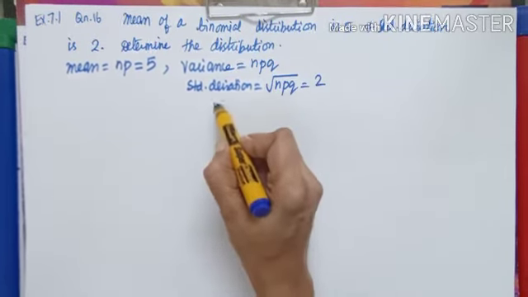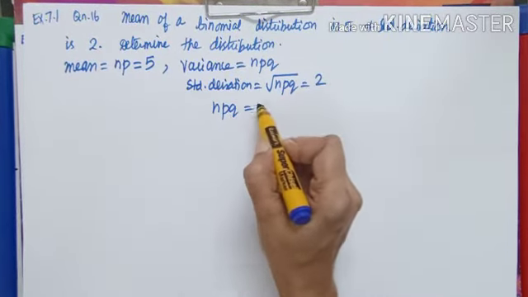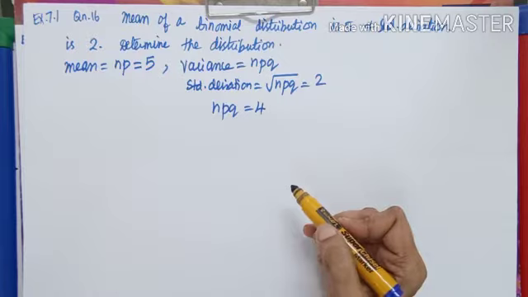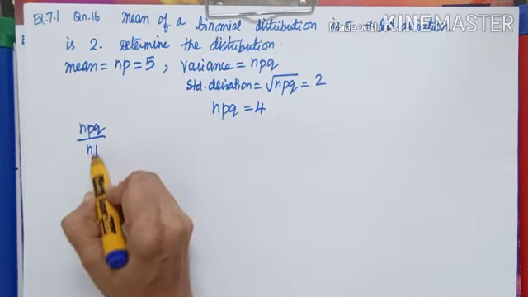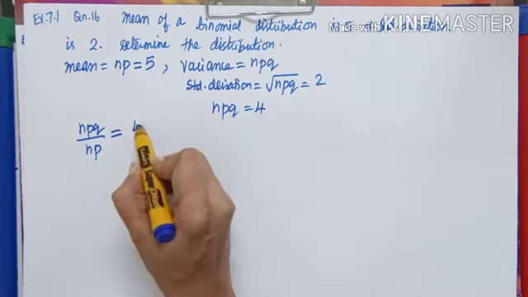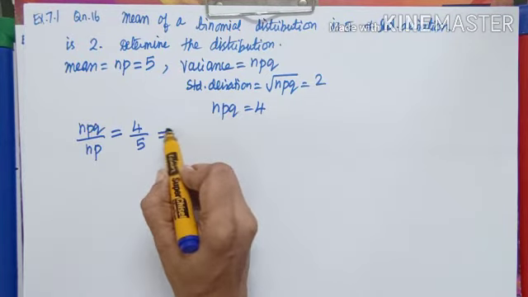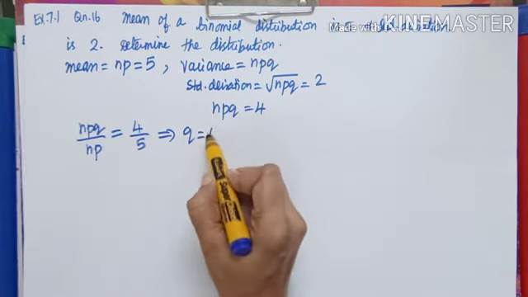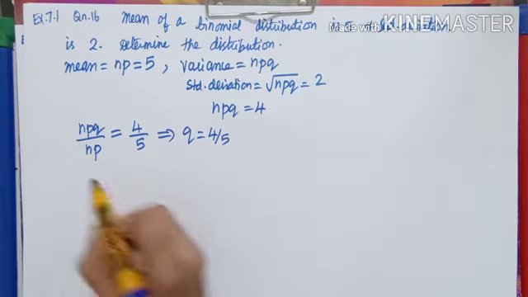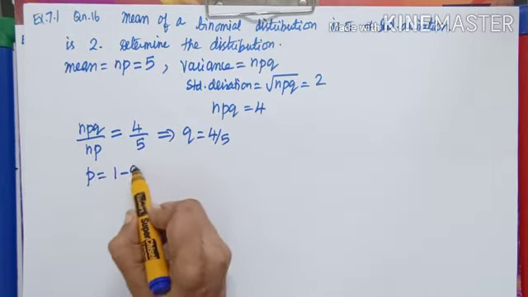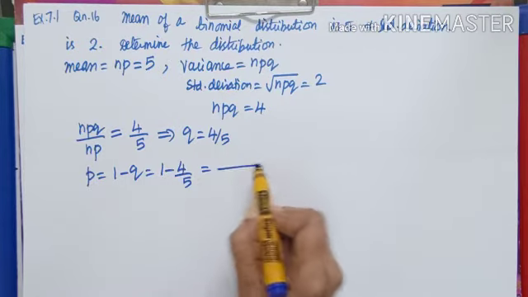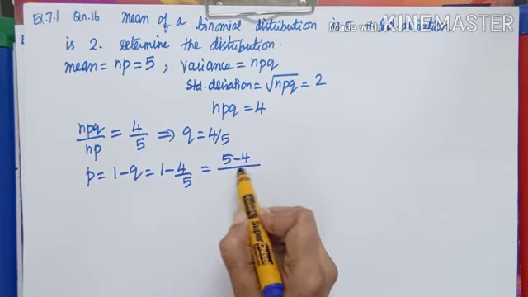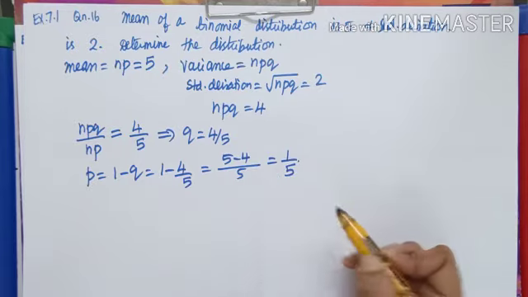Squaring on both the sides, npq equals 2 square, that is 4. Divide. npq divided by np tells me 4 by 5, or I get q equals 4 by 5. What is p? 1 minus q. 1 minus 4 by 5, cross multiplying, 5 minus 4 by 5, that is 1 by 5.